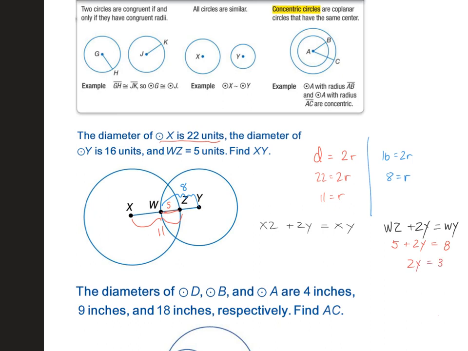Now I'm ready to rock and roll because I know that XZ, we found that, is 11. So I say 11 plus ZY, which is 3. That equals XY. And that means that 14 equals XY.